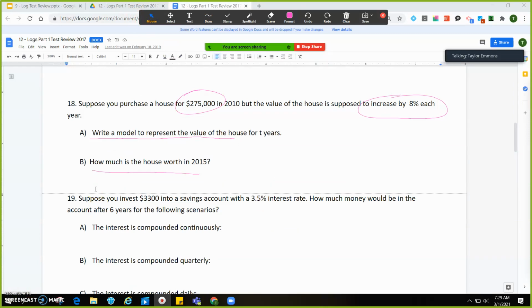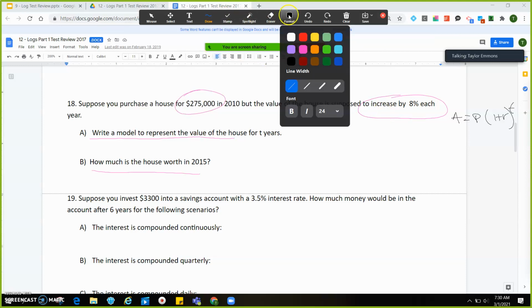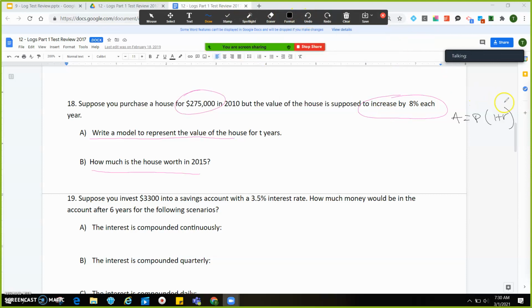So it says, suppose you purchase a house for $275,000 in 2010, but the value of the house is supposed to increase by 8% each year. Write a model to represent the value of the house for t years. So in order to write this model, we're going to remember the formula, which is A equals P times 1 plus r raised to the t. Okay? Where P is my initial, r is my rate, and t is my time, right?